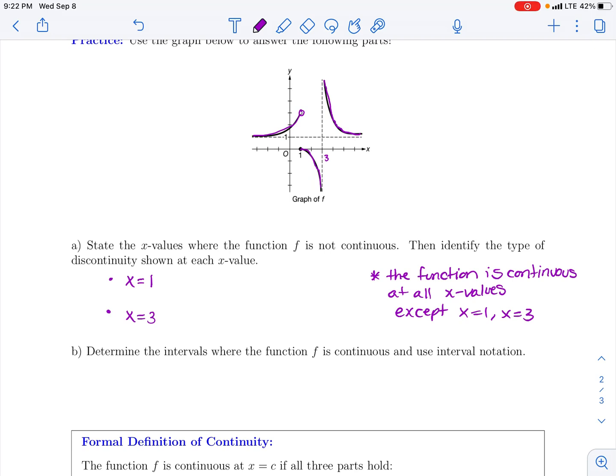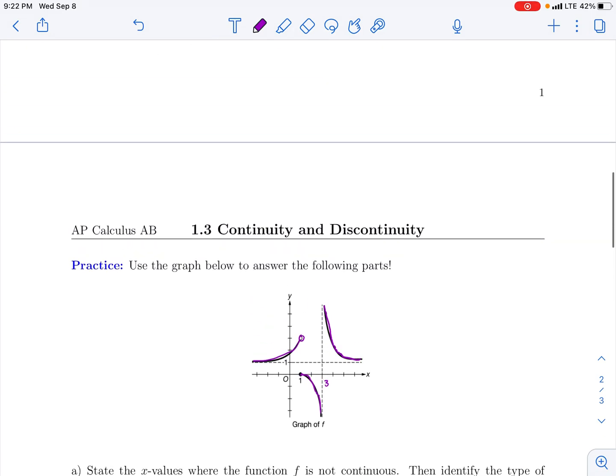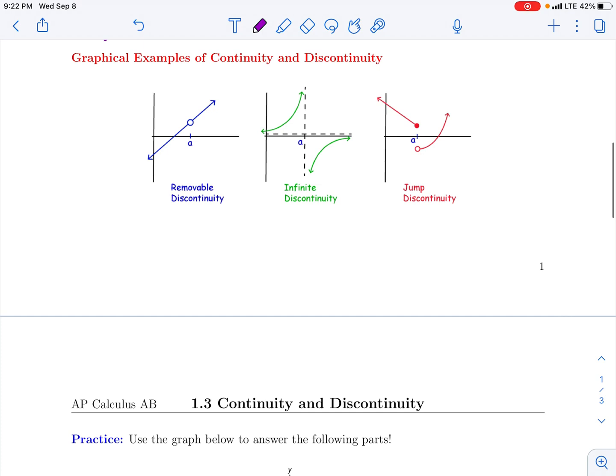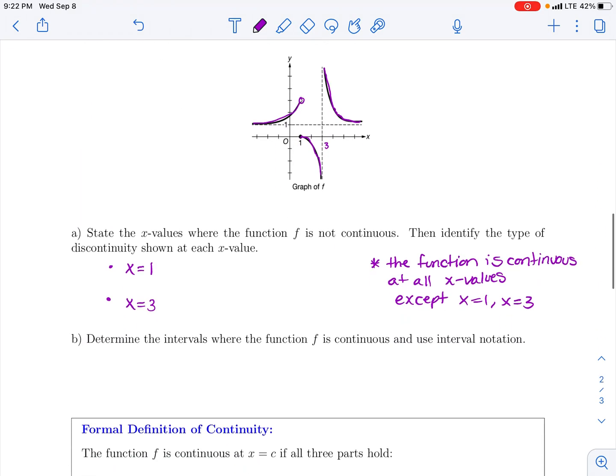And so now, going back up to the first page, looking at these nice drawn examples of removable discontinuity, infinite discontinuity, and jump discontinuity, which one do you think x equals 1 is and x equals 3 is? So pause the video at this point and try to figure that out in your notes.